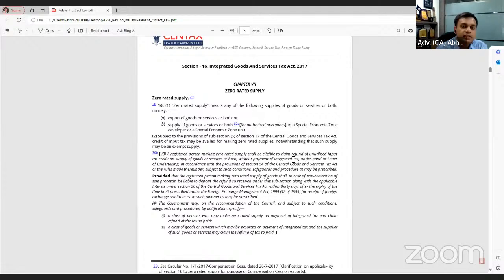this is where again a restriction in a way has been brought in place to say that even if you have claimed the refund by making zero rated supply under LUT, eventually if you are not able to realize the foreign exchange within the permissible time under the Foreign Exchange Management Act, in that situation the proviso says that you will have to pay back the refund which you have received earlier with interest in the manner which would be prescribed. We will also see the relevant rule as to how this particular mechanism is sought to be made applicable.